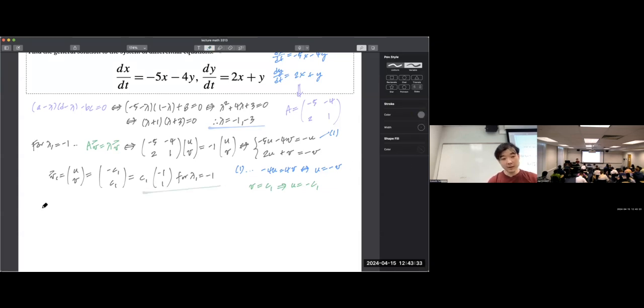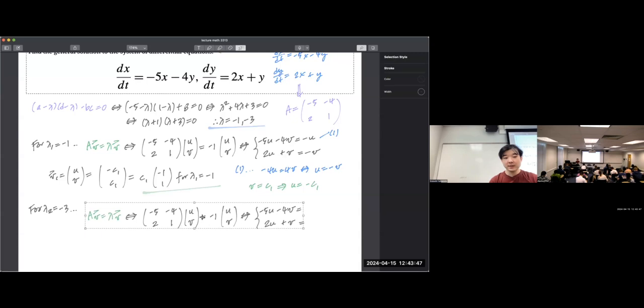For the other one, we have the same exact stuff. So I'm just going to literally copy all of that. Only one thing changes. This -1 becomes -3. Which means that on this side, it's going to be -3u and -3v.